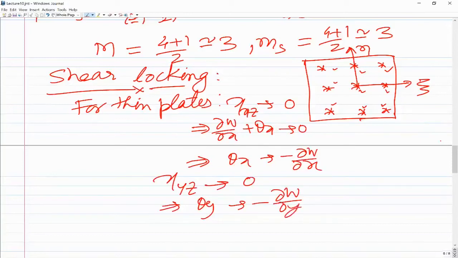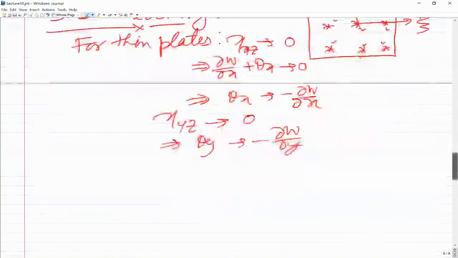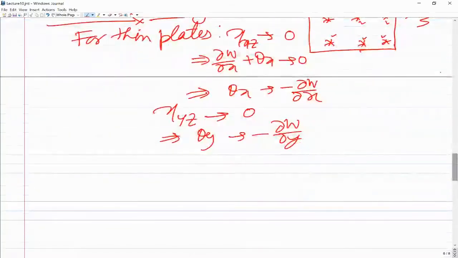So now when this is happening, these constraints, theta x equal to minus del w by del x and theta y equal to minus del w by del y, are getting numerically enforced in the finite element formulation. It leads to a problem. So rather than getting the correct deflections, you will under predict the deflection if you are using fully integrated shear deformable plate elements. So let me write what this shear locking is.